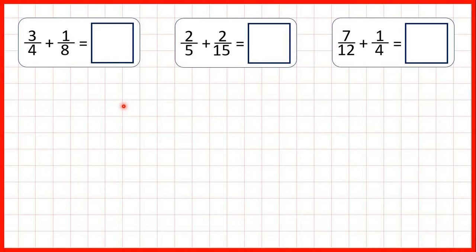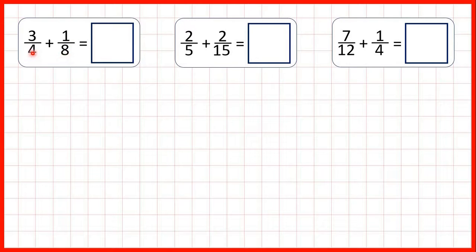So here we're adding fractions, but we have a problem, because to add fractions we need the denominators to be the same, but here our denominators are different. So what we need to do is to use equivalent fractions to help us make the denominators the same. First we have 3/4 plus 1/8.